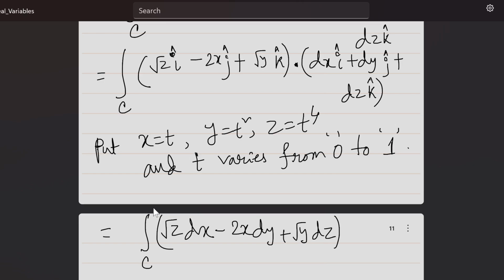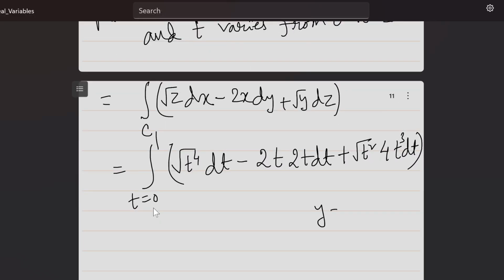Now here I will parameterize. So t running from 0 to 1, root over t power 4, dx means dt, x is t, and y is t square. So dy means 2t dt. And root over y means root t square, dz means 4t cube dt. I will tell you how I did this. I put y equal to t square, that means dy is 2t dt. And I put z equal to t power 4, so that means dz is 4t cube dt. Fine, I just put the values of x, y, z in terms of t.